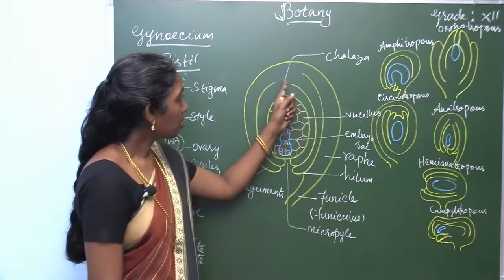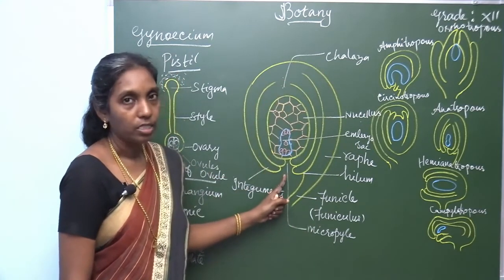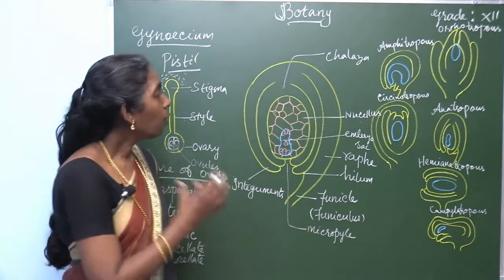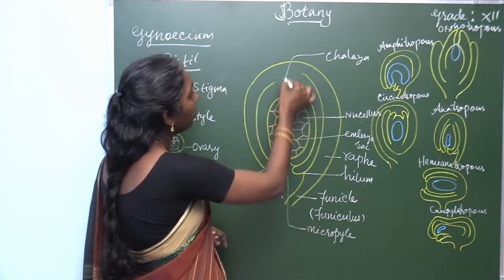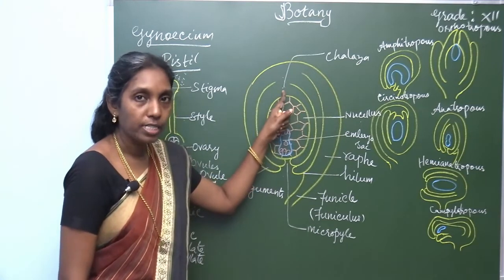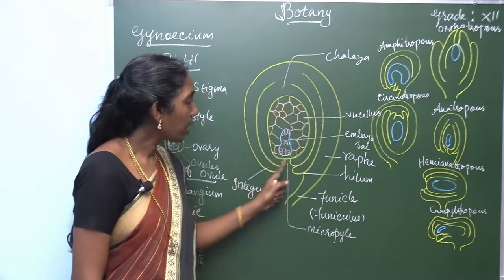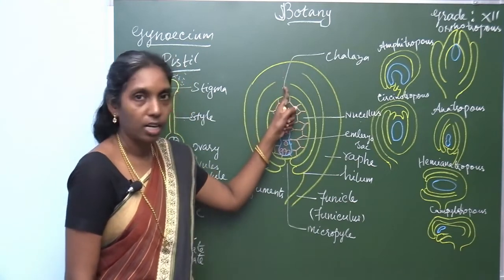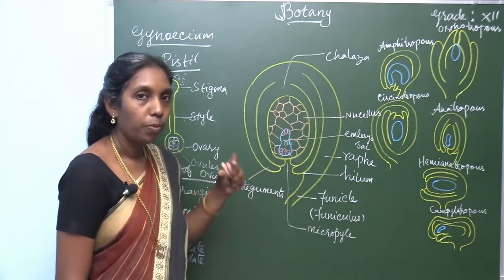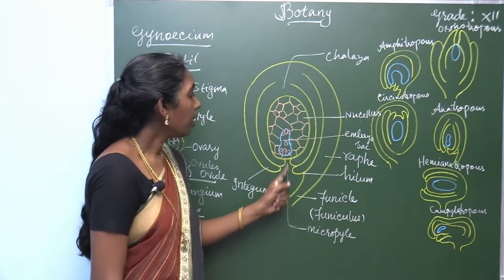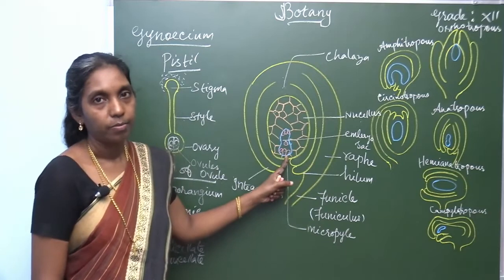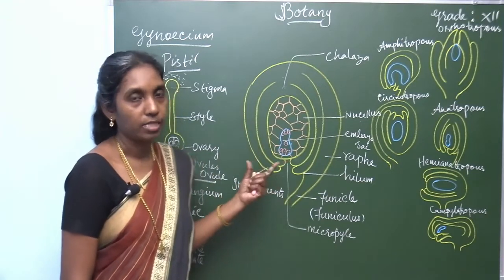And there is a region, this is the basal region and this is the top region. In this region there is a group of tissue present in between the chalasa and the embryo sac, called hypostase. And there is a group of cells present in between the micropylar region and the embryo sac, called epistase. So, epistase and hypostase.